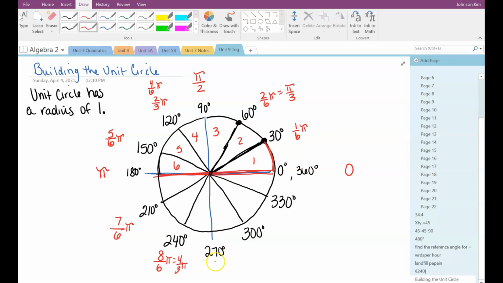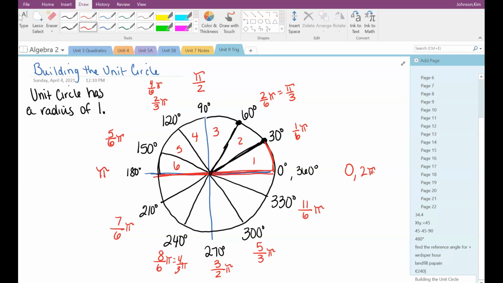Add 1/6, now we're at 9/6. 9 over 6 simplifies to 3 over 2. Add 1/6, we're at 10/6. 10 over 6 simplifies to 5 over 3. And add 1/6, now we're at 11/6 pi. And then if I move all the way around, we've got 12 over 6, which is 2. Okay?